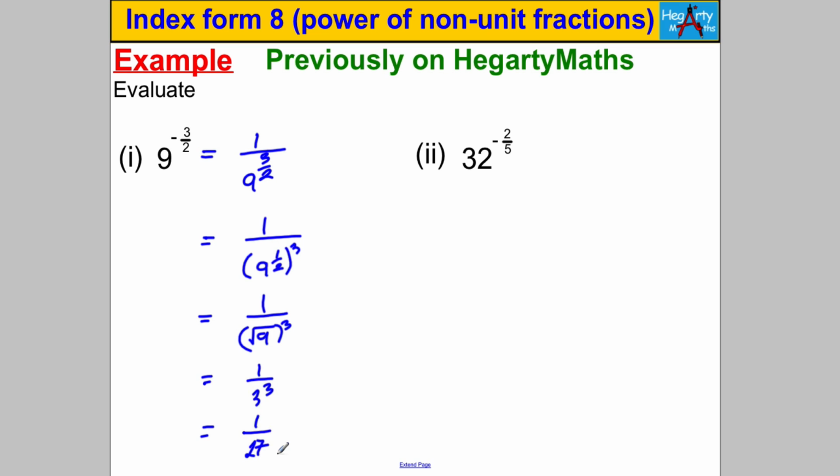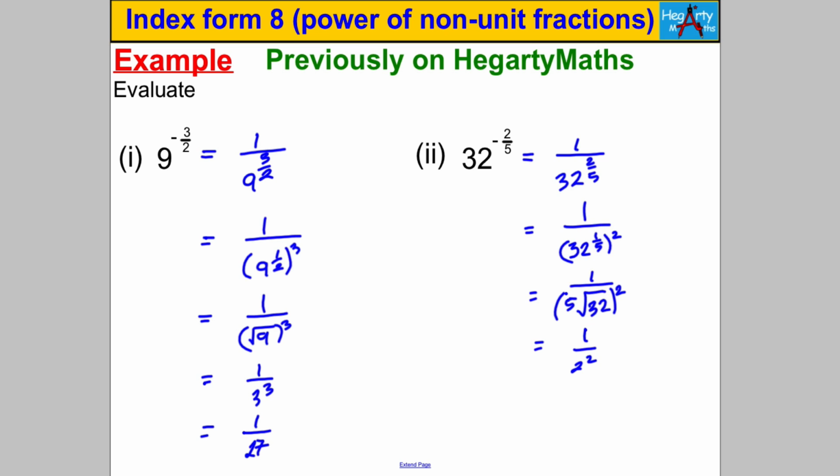Okay? The next one, 32 to the negative 2/5. Well, that means 1 over 32 to the positive 2/5. And so we can do our normal trick on the denominator. That's 1 over 32 to the 5th, all squared. Now 32 to the 5th means the fifth root of 32, so that's 1 over the fifth root of 32, but don't forget that's squared. The fifth root of 32 is 2, so that's 1 over 2 squared, and 2 squared is 4, so this is 1 over 4.